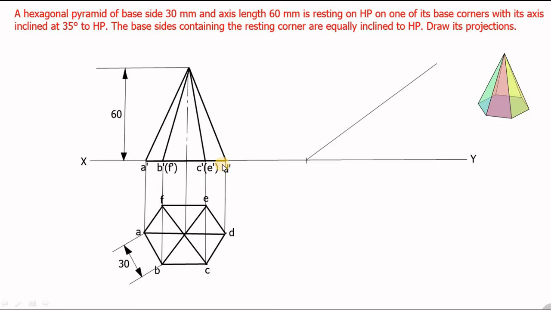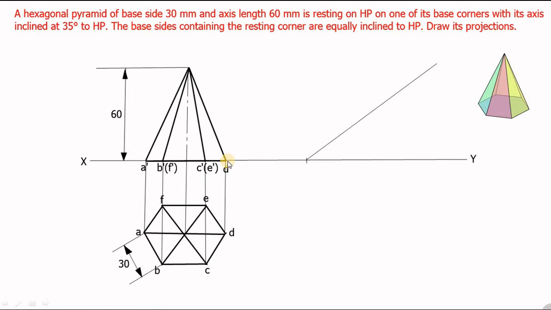Then the solid should be inclined to HP in such a way that it rests on a base corner. We have taken the corner D on the right side. I am going to rest this D dash, that is the D corner, here. The axis should be inclined at 35 degrees, but the corner should touch XY. Since it is resting on HP, the corner should touch XY, which will be visible in the front view. So measure the distance between the point where the projection line from the center meets XY and D dash.